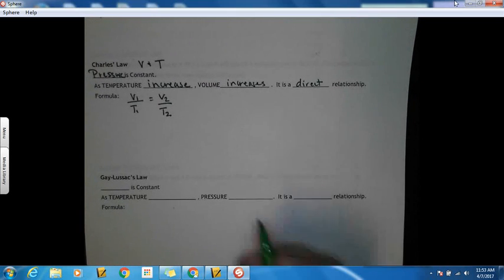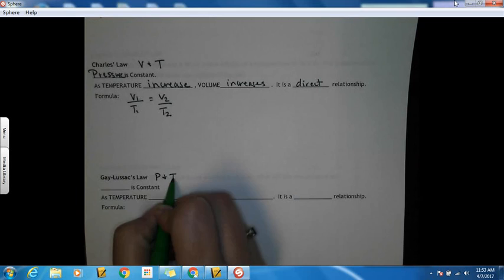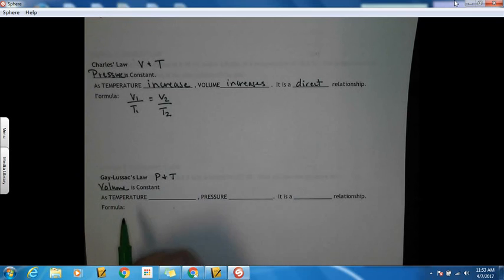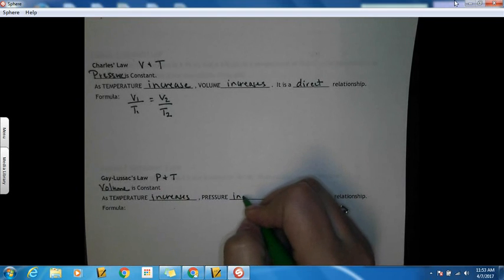Our third relationship is Gay-Lussac's law. And Gay-Lussac looked at the relationship between pressure and temperature, which means he held volume constant. So as the temperature increases, as we said in the previous video, your particles are moving more quickly, so they're more likely to collide, and therefore the pressure is increasing because we talked about how more collisions equals more pressure. And again, this is a direct relationship, right? And so the formula would be P1 over T1 equals P2 over T2.